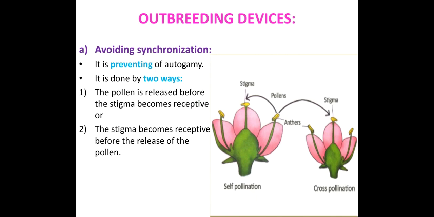Here, the time of pollen release may change, so that the pollen releasing time is before the stigma's receptive time. The second method is that the stigma becomes receptive before the release of the pollen. These are the two ways. In the first way, the pollen is released before the stigma becomes receptive. In the second way, the stigma becomes receptive before the release of the pollen. So by these two ways, inbreeding depression is avoided here.